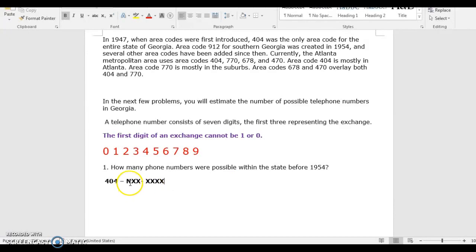The reason I put only N and x is because I know N is special, because it told me the first digit of the exchange cannot be 1 or 0. So to find how many combinations we have, we know 404 is fixed, so we don't do anything about it. But N, we know there's only 8 choices. So I do 8 times, and the first x here can be any number, meaning I have 10 choices. The second x can also be any number, so I'm going to do 10. And then the rest of the 4 numbers at the back can also be any number, so I also have 10 choices. So I just multiply by 10.